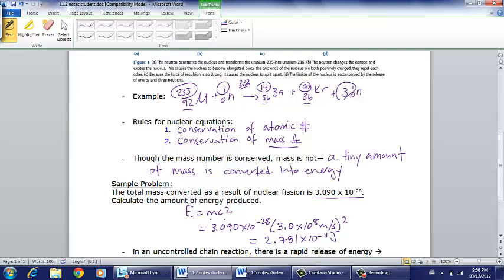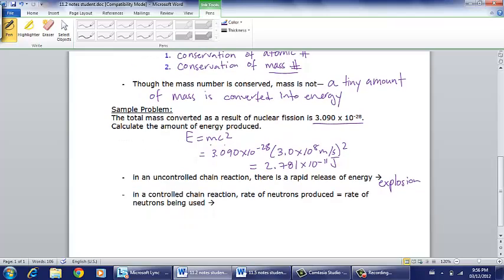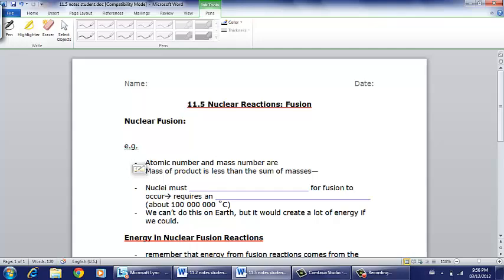In an uncontrolled chain reaction, there's a very rapid release of a lot of energy, and this causes an explosion. This is what happens in nuclear bombs. But if you have a controlled chain reaction, then the rate of neutrons produced equals the rate of neutrons being used, and this can be used to generate electricity, like in nuclear reactors. That's it for 11.2. We're going to flip over the page now and take a look at 11.5.